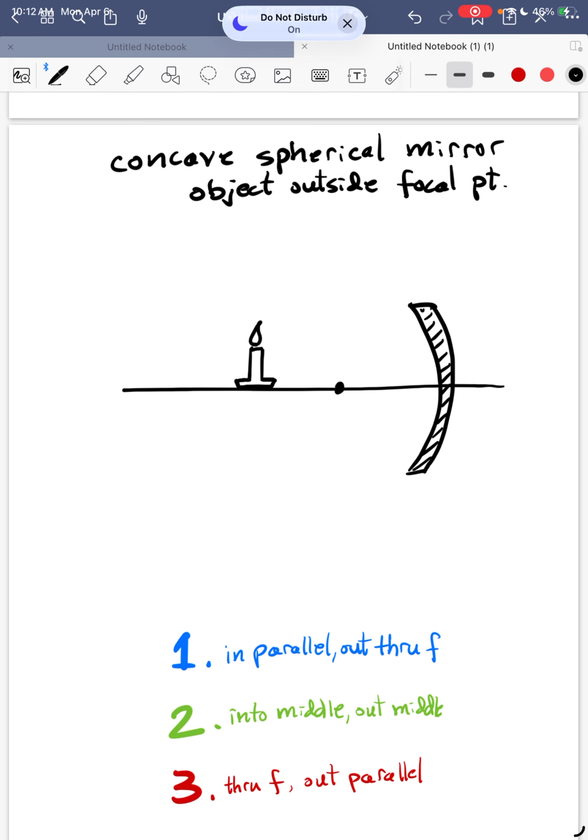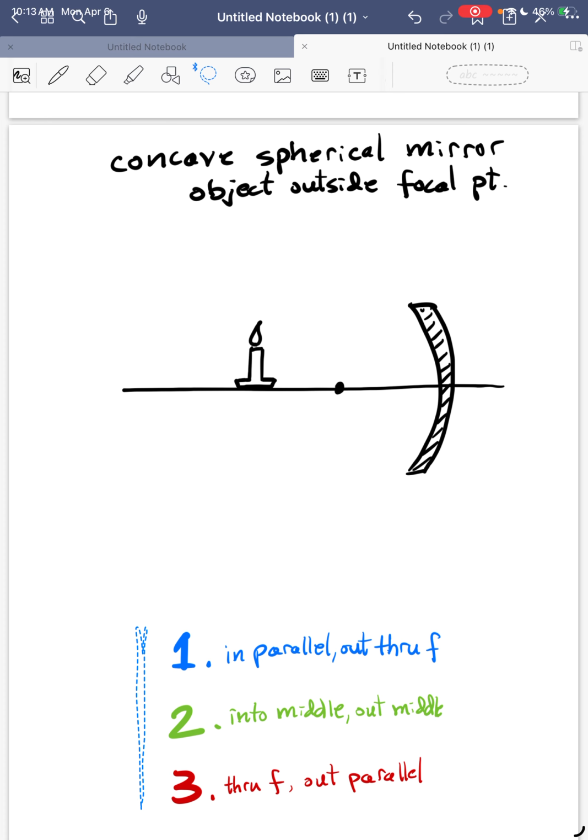In this video, I'll show you how to do the ray tracing for the three types of spherical mirrors that we talked about in class. So first, I'm going to go over this idea of a concave spherical mirror, and we're going to look at the case where the object is outside the focal point. So it's not in between the focal point and the mirror, but it's outside over here. And I'm going to go through these three rules for drawing rays that I talked about in class.